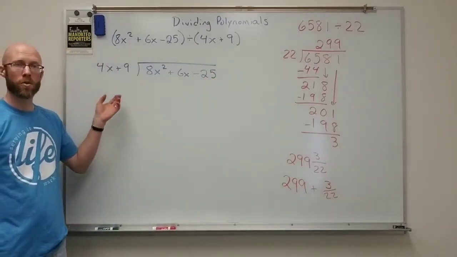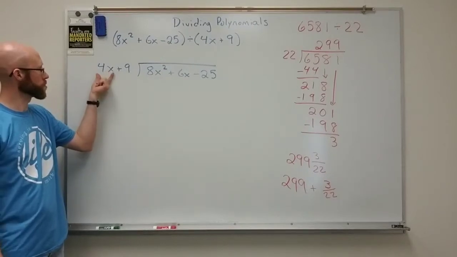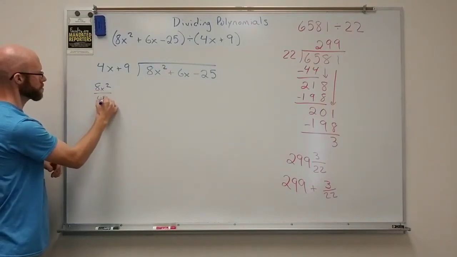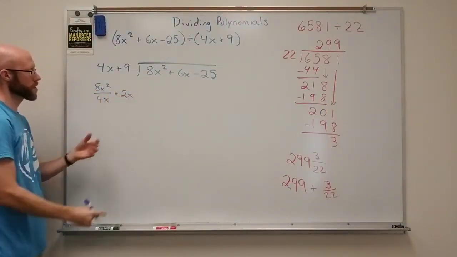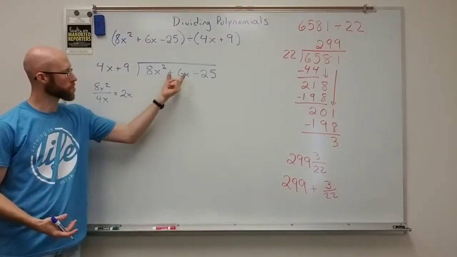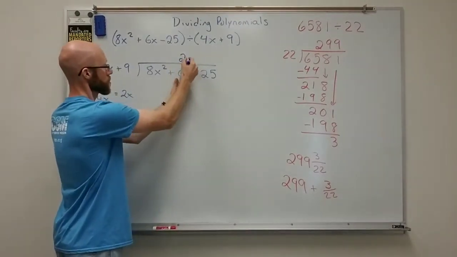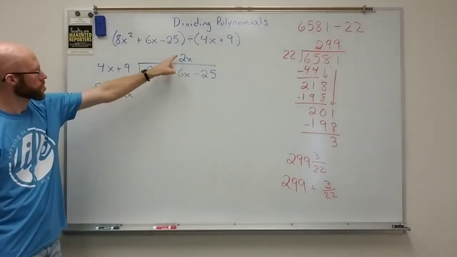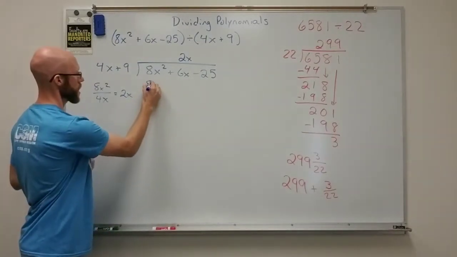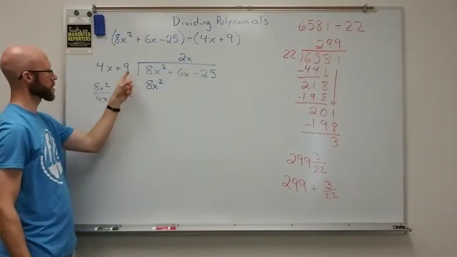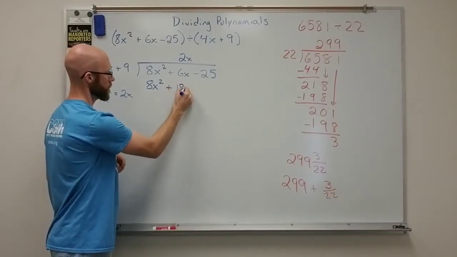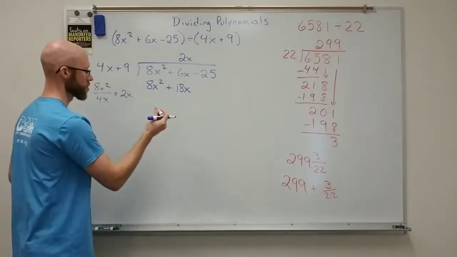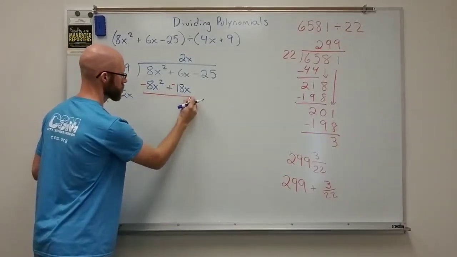All right, and then we're going to divide in a similar way. We're going to take the first term into the first term. So 8x squared divided by 4x is going to be 2x. That 2x being an x term goes above the x term. So the 2x goes above the 6x. And then again, we multiply down. So 2x times 4x is 8x squared. 2x times 9 is 18x. Remember, we change the sign, draw the line. So change your signs, draw your line.